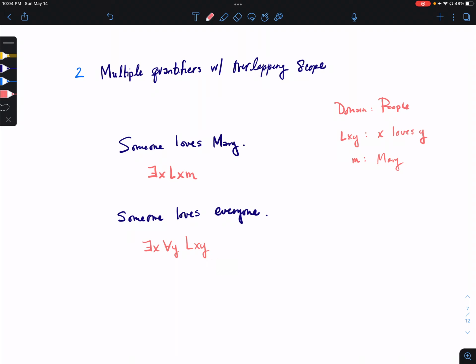But this also includes x loving themselves, right? So someone loves everyone, including themselves. Why? Because x and y can be the same individual. Nothing guarantees that the value that this x and y can take will be different individuals, or names of different individuals, rather. So what this says is someone in the domain, at least one person, loves everything in the domain. And whatever satisfied x here is a thing in the domain, so x will end up loving itself.